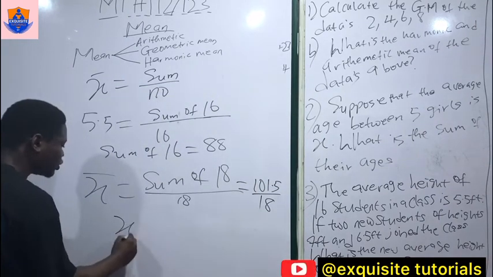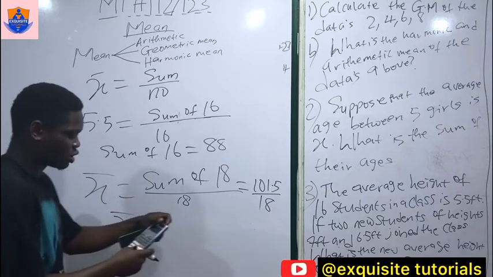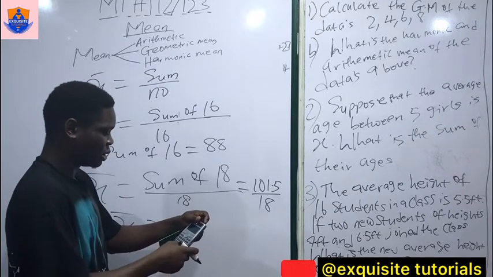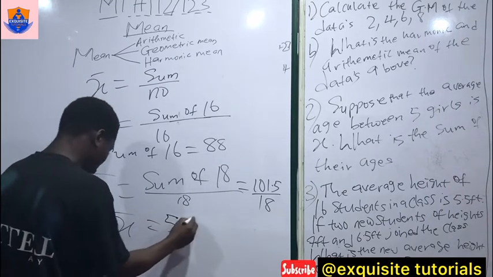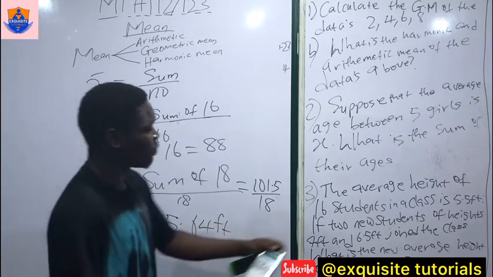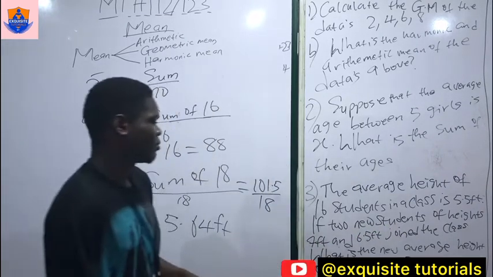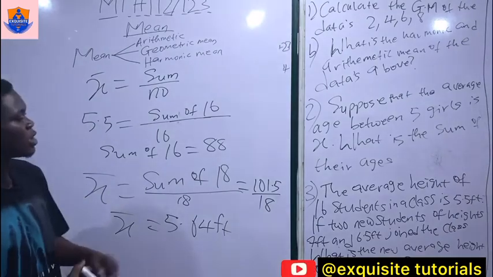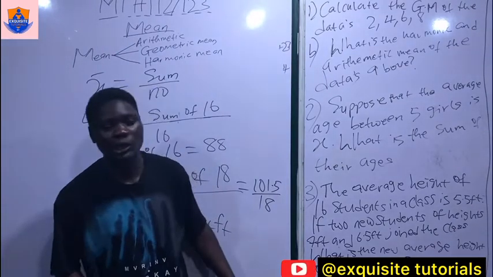So the new average of the class is now 101.5 divided by 18. So that's about 5.64 feet, which is still not really far from 5.5 feet. So let's move over to question 4 quickly, and that will be all for this video.